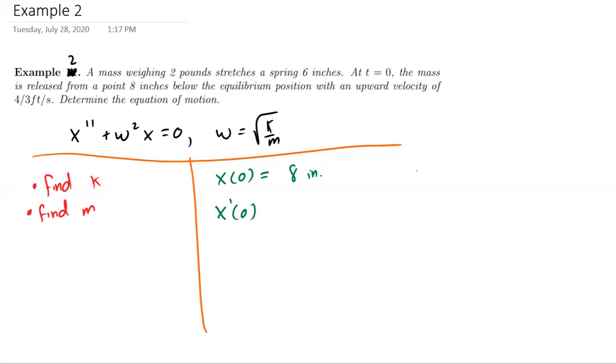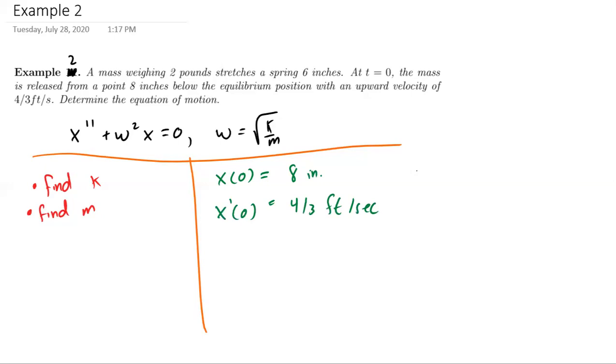It would be 0 if we were just releasing this. However, we're not just releasing, we're actually giving it an upward velocity of 4/3 feet per second. Let's think of pushing on this when you release it. So here we're given an initial velocity of 4/3 feet per second.